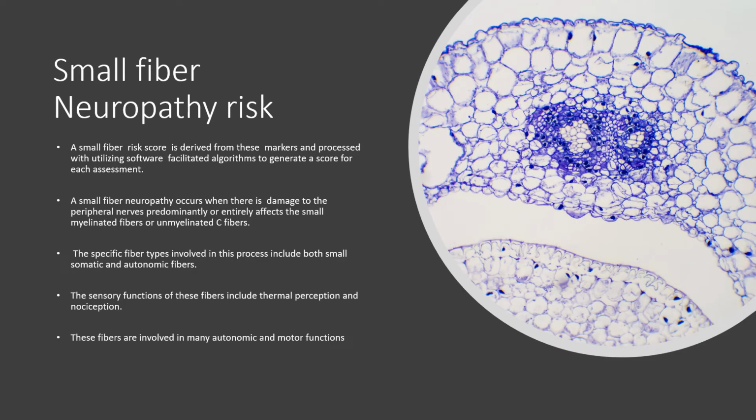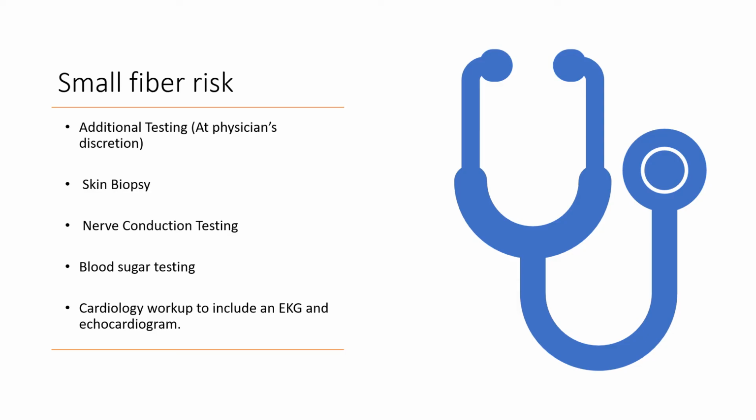Now, small fiber risk is derived from the markers and processed utilizing software. It occurs when there is damage to the peripheral nerves, predominantly the small myelinated fibers. The small ones are unmyelinated, what we call C fibers. The sensory function of these fibers include thermal perception and nociception, which is pain, and it can manifest itself as muscle weakness, burning, or tingling. If you do have a small fiber risk, there may be additional testing, which includes skin biopsy, nerve conduction study, blood testing, cardiovascular workup to include an EKG and an echocardiogram.